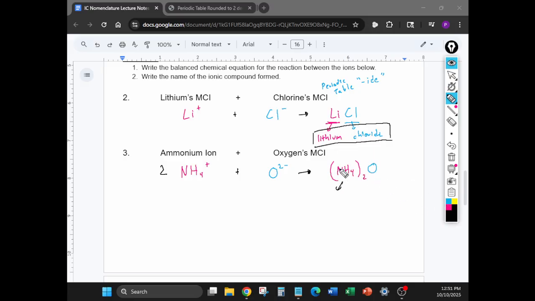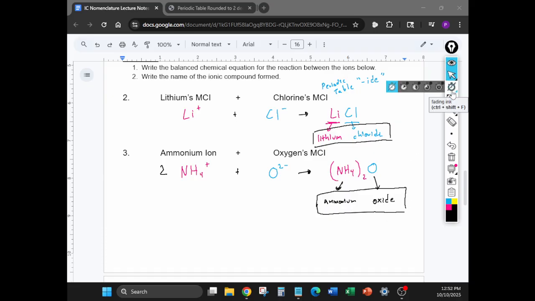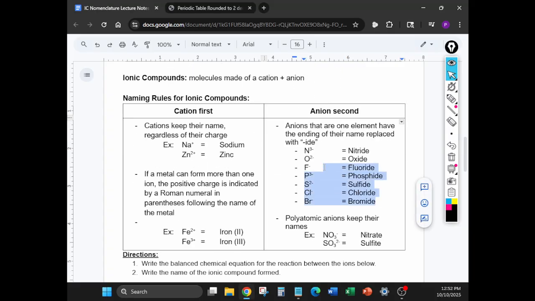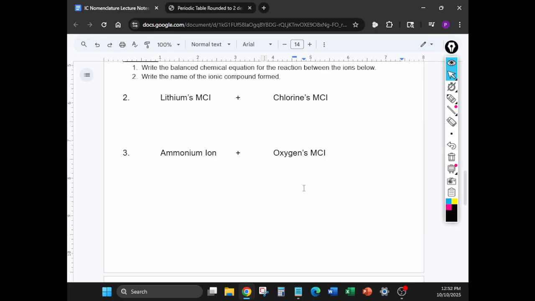For the name, again, cation, keep it the same. It's ammonium, so we write ammonium. And then the O is from the periodic table, so it's oxygen, which turns into oxide. If you wrote oxide, that's totally fine. You get the general idea. But if you want the actual correct names, the thing that your Canvas quizzes will take, you can scroll up here, and it'll have all of the anions with the names changed at the end.